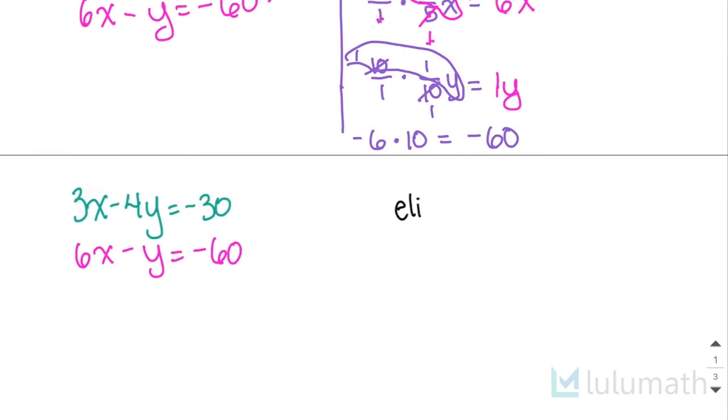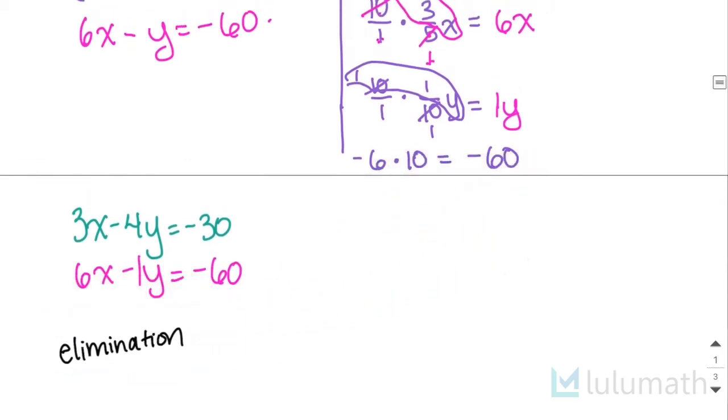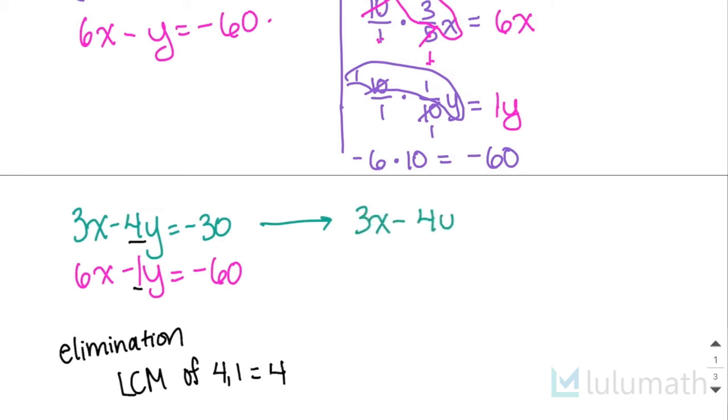I'm going to use elimination for this example right here, and I'm going to eliminate the y's because I see that this has one y, which makes life so much easier for me. So in order to do this, I'll take this and put it here so we know that we're doing elimination. I'm going to find the LCM of 4 and 1, which is 4. So because it is 4, I don't need to do anything to the top equation. I'm just going to keep it exactly how I see it.